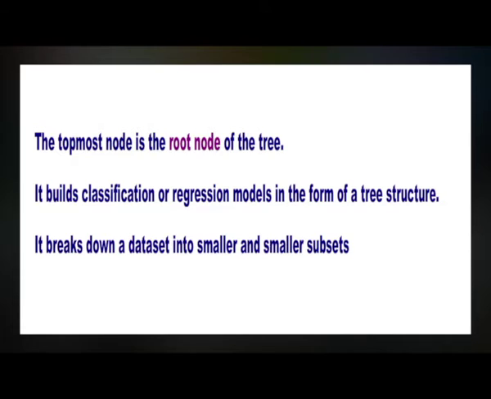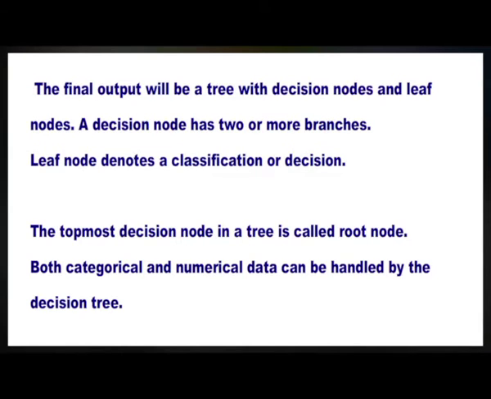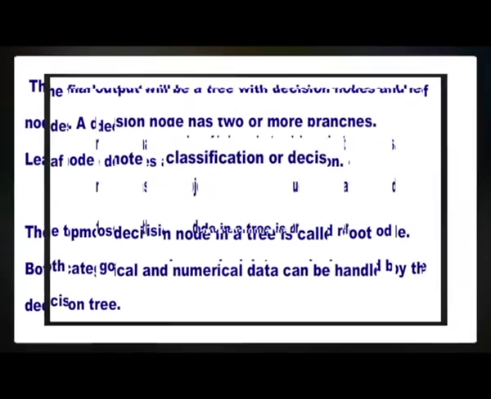It breaks down a data set into smaller and smaller subsets while at the same time a decision tree is developed correspondingly. The final output will be a tree with decision nodes and leaf nodes. A decision node has two or more branches. Leaf node denotes a classification or decision. The topmost decision node in a tree is called root node. Both categorical and numerical data can be handled by the decision tree.